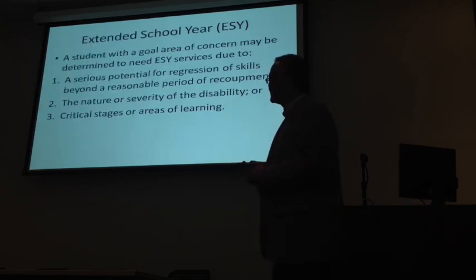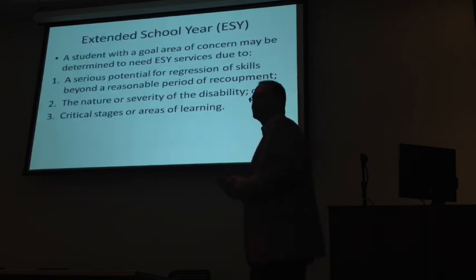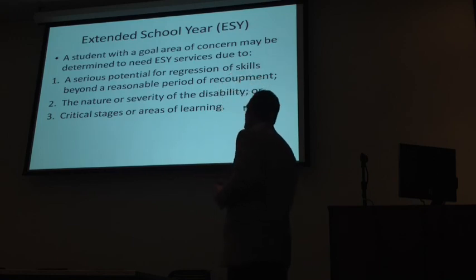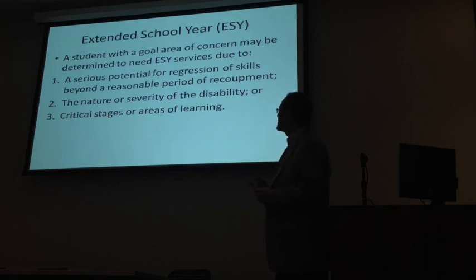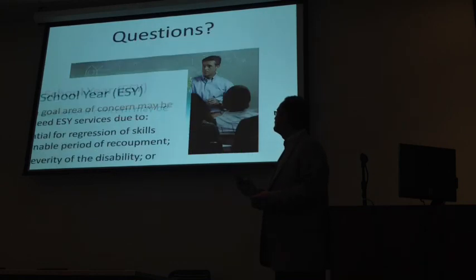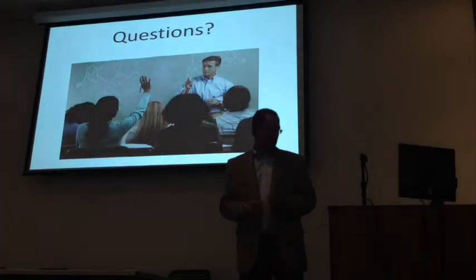The law says that these are the three situations under which students may require extended school year. A student may have a serious potential for regression of skills that cannot be recuperated. The nature or severity of the disability could be such that they require it, or there could be a critical stage or area of learning that may need to be developed. Okay. I went through it quick.